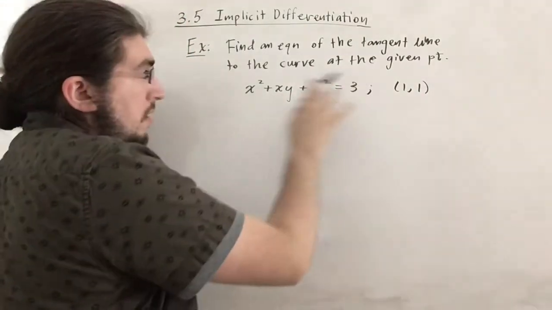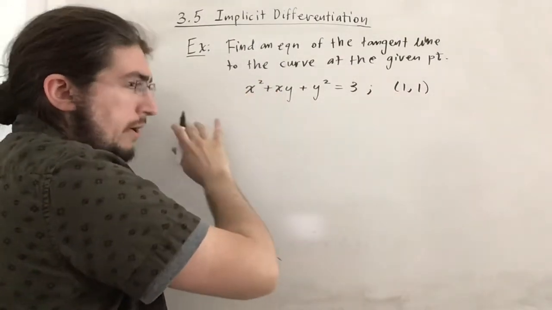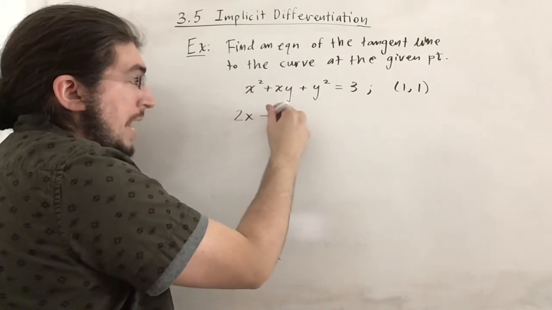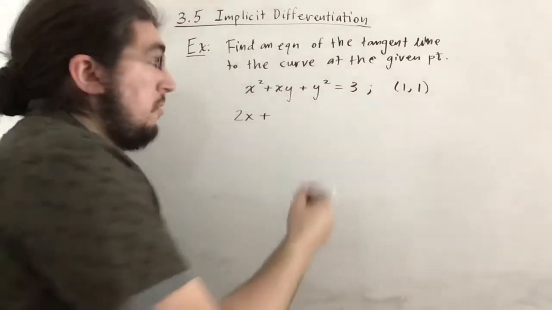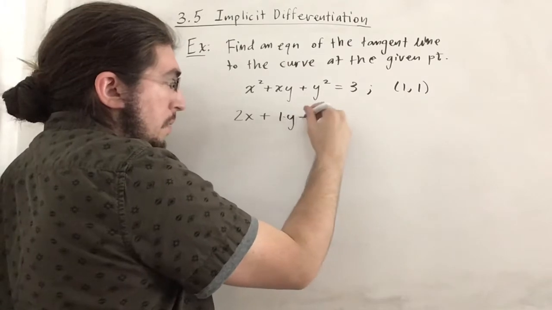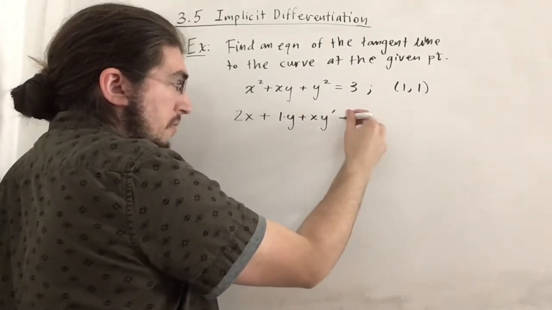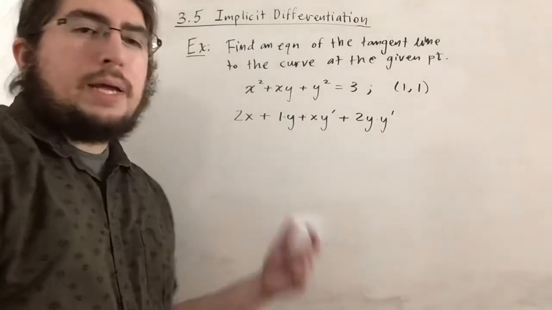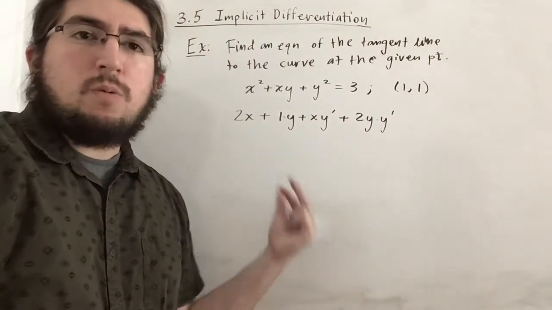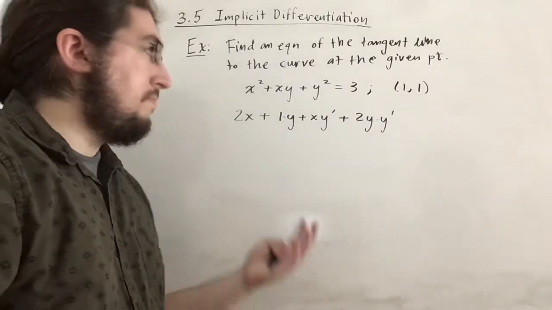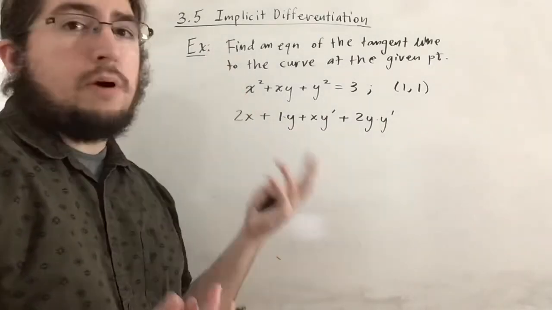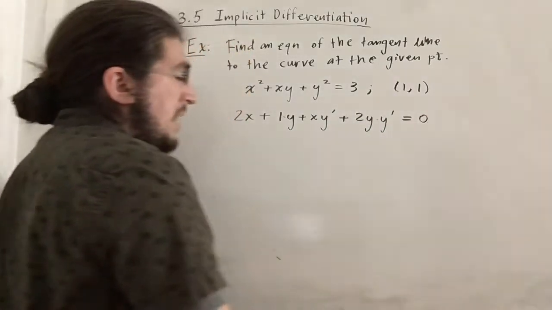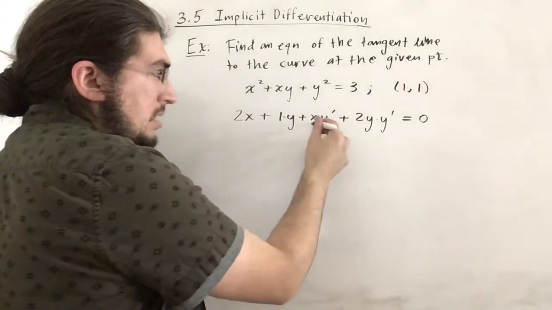So the derivative of each of these terms with respect to x, in this order: the derivative of x squared is 2x. xy, remember x times y, we need the product rule. So it's 1 times y plus x times y prime, just like we got before. The derivative of y squared is 2y, but we need y prime. Basically, anytime you take the derivative of something involving y, always attach y prime. So that's, in a nutshell, what 3.5 is really all about. Okay, equals the derivative of 3, which is 0. And yeah, these two involve y prime.